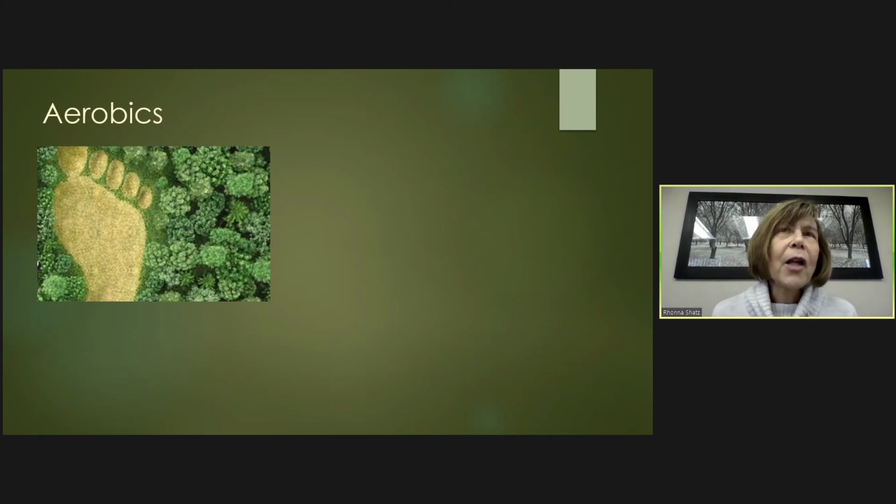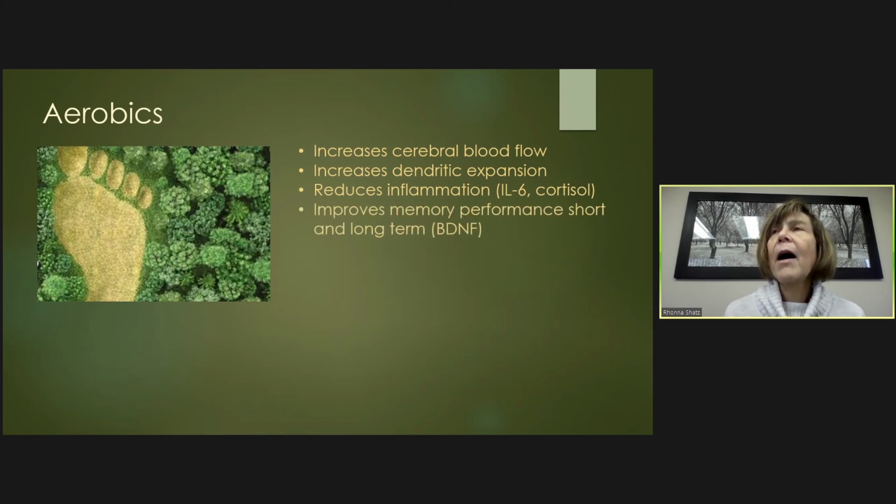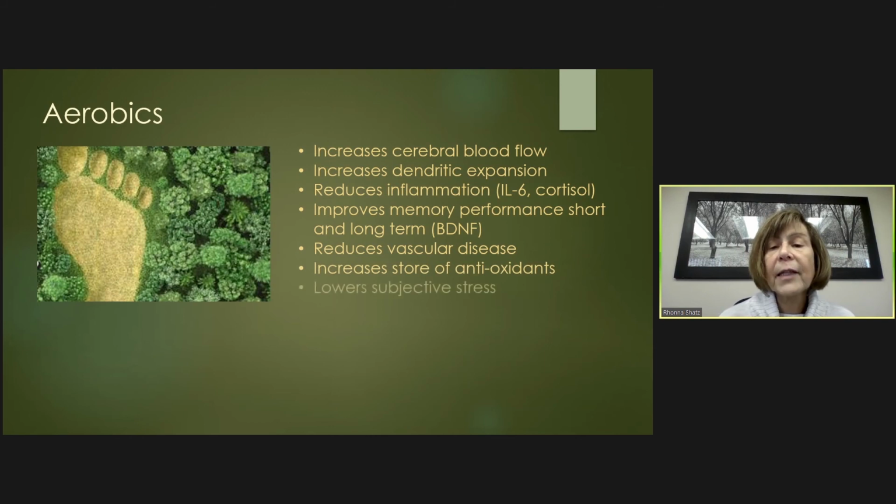We tend to focus on eating a lot because that's the fun part, but another part of keeping our brains healthy is aerobics. Aerobics has many different functions that underlie brain health. It increases cerebral blood flow. It directly stimulates the dendrites in our brain to expand. It reduces inflammation, that IL-6 that is involved in excess inflammation. And even on the day that we exercise, we will have improved memory performance because of its effect on the brain-derived neurotrophic factor, BDNF, which we said is protective. Aerobics is that activity that helps to activate that protective response. It also reduces our vascular disease and increases the store of antioxidants. From an emotional standpoint, it reduces stress.